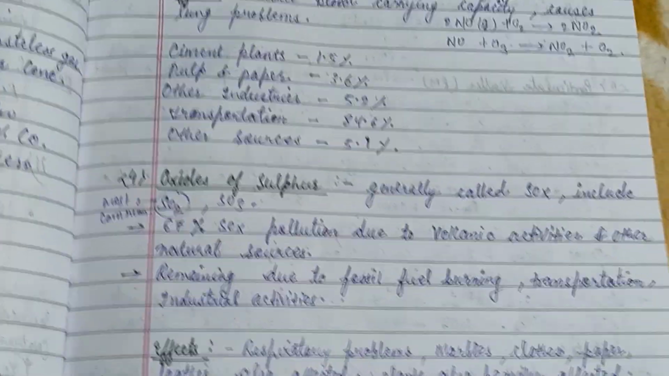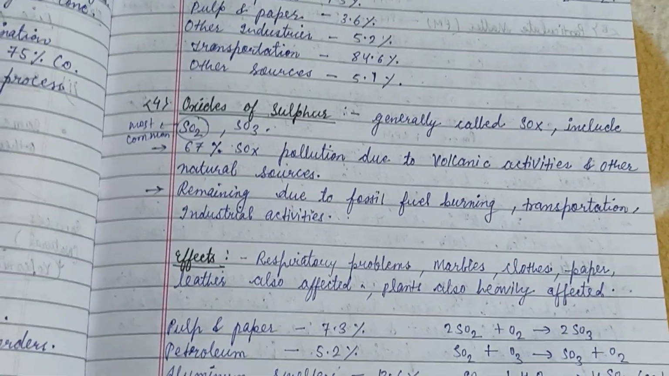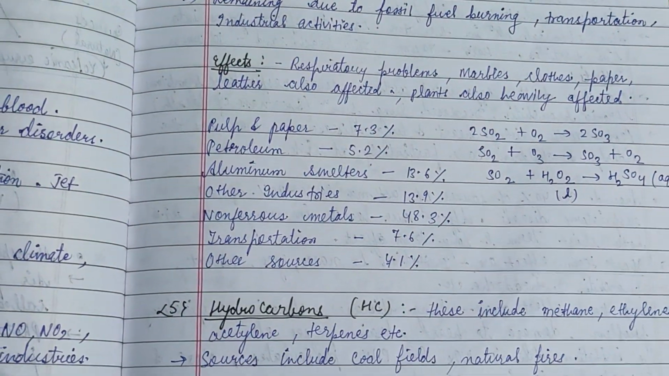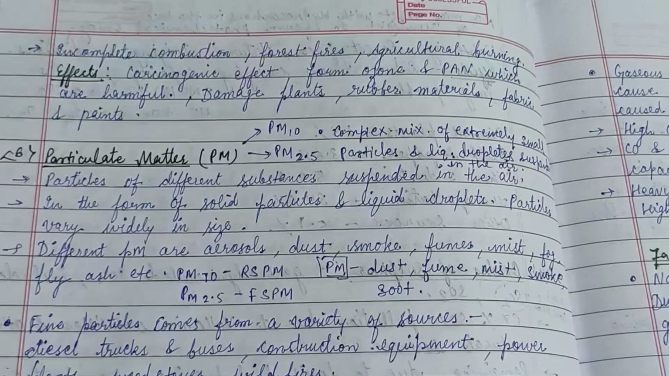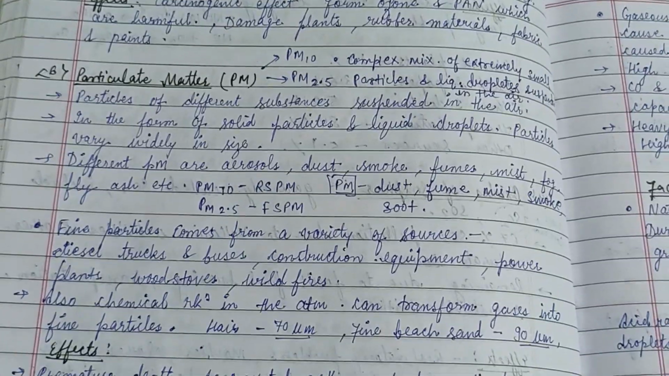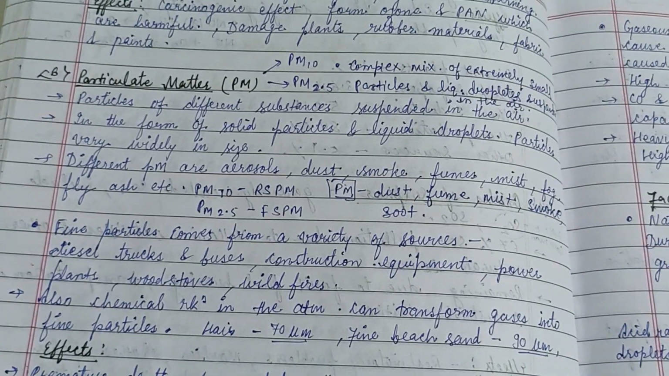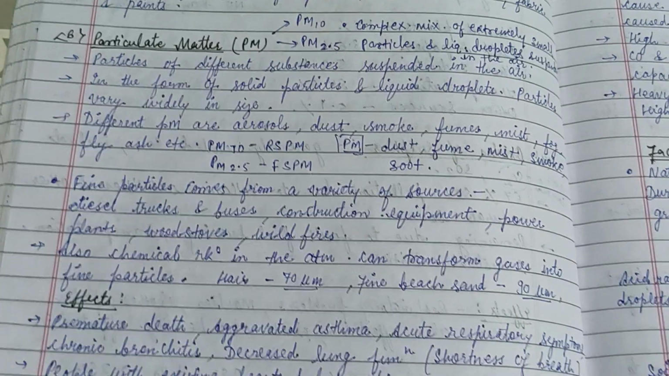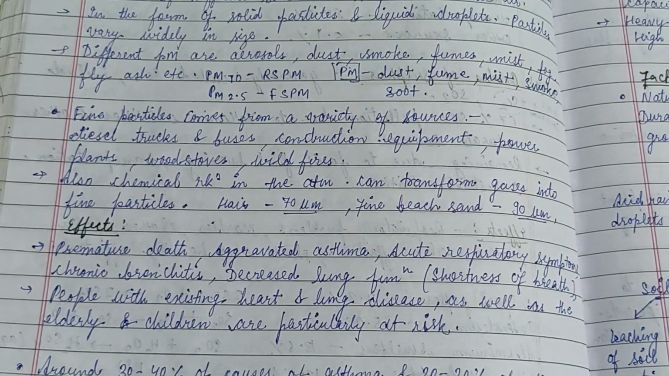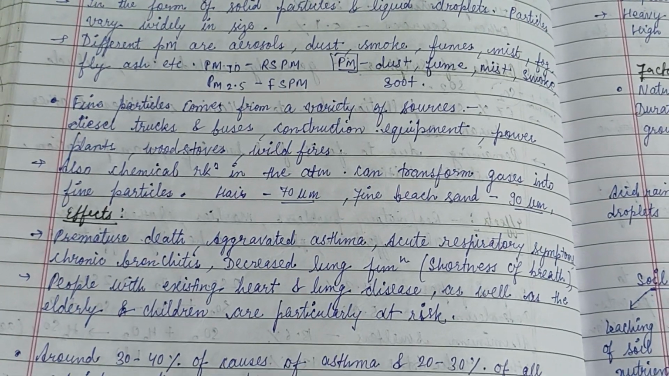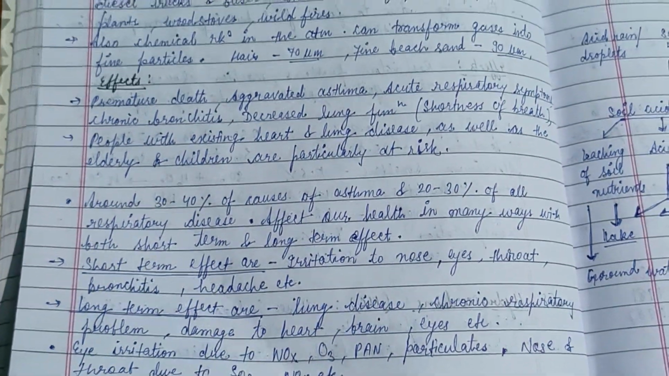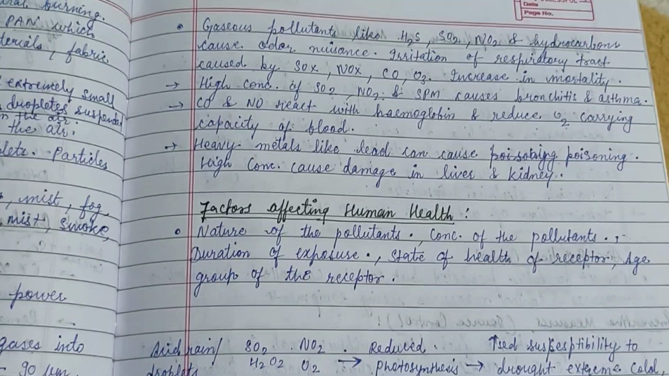Oxides of sulfur, SOx, include SO2 and SO3, and affect respiratory health; marble, clothes, paper, and leather are also affected. Hydrocarbons have a carcinogenic, cancer-causing effect. Particulate matter may be in two forms, PM10 and PM2.5. PM10 is known as respirable suspended particulate matter, and PM2.5 is known as fine suspended particulate matter. Effects are short term and long term.